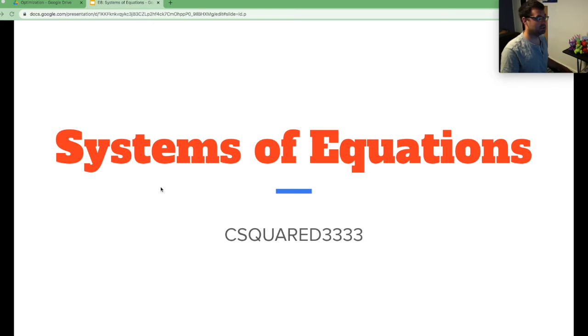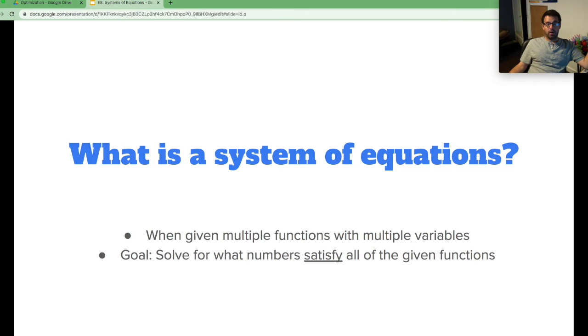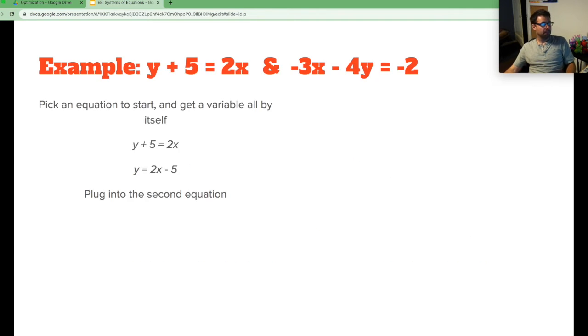So, systems of equations is what we're talking about. This is going all the way back to your Algebra 1 days if you're used to the Common Core curriculum, where we are given multiple functions with multiple variables, and our goal is to figure out what numbers satisfy both equations, or all of the equations. Today we're going to just talk about 2. So let's walk through an example. That's the best way to understand systems of equations.